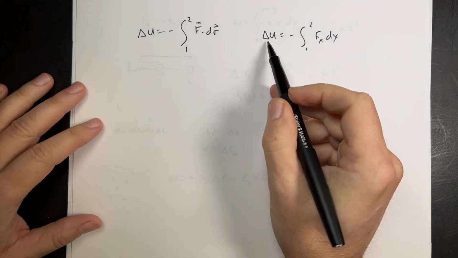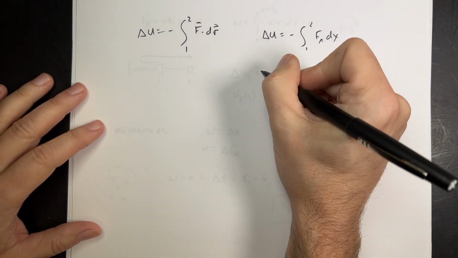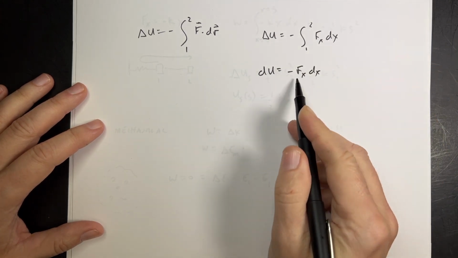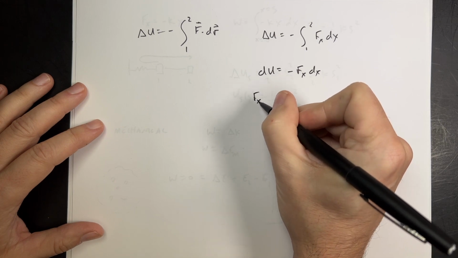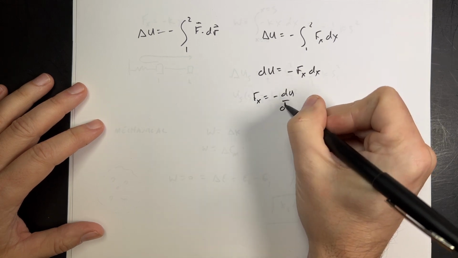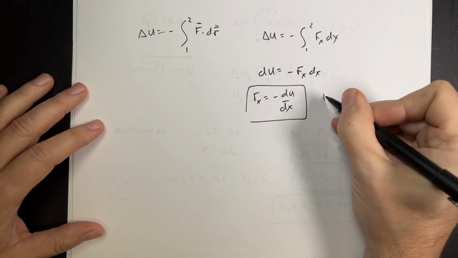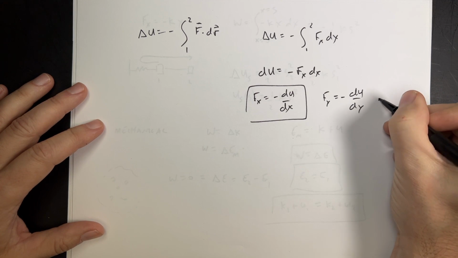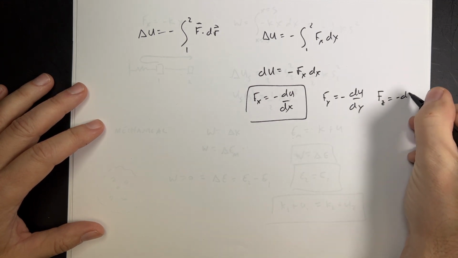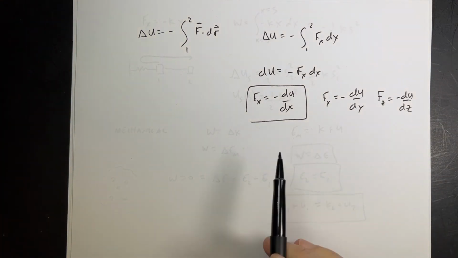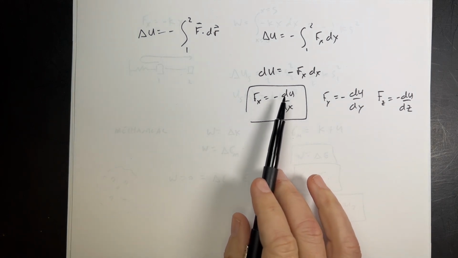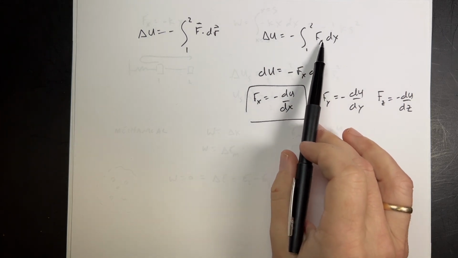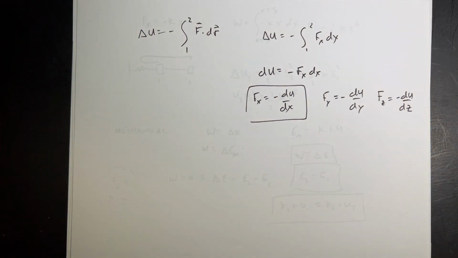Now I'm going to take the derivative of both sides. So this is going to be dU is negative Fx dx. Now I can solve for Fx. I get Fx is negative dU/dx. It's kind of a big deal. And then you could do the same thing for y: Fy is negative dU/dy, and Fz is negative dU/dz. So this says that if you know the function of the potential, you can find the force that made it, instead of what we've done before, which is know the force and find the potential. So you can go backwards. Sometimes you want to do that.